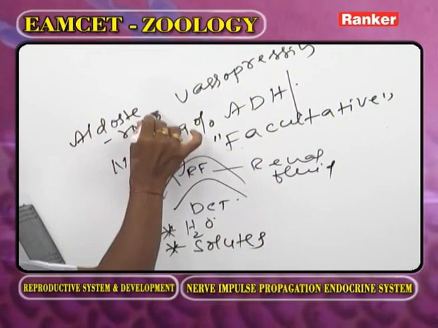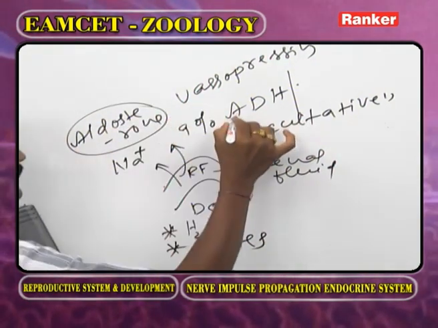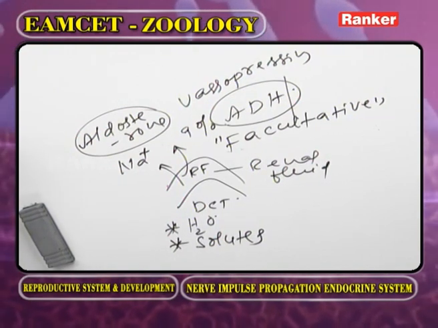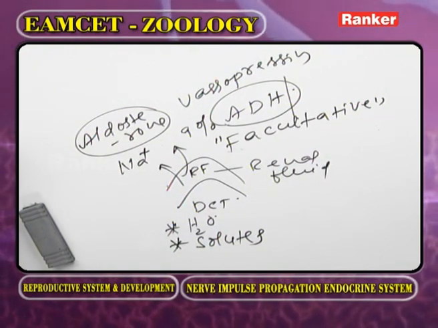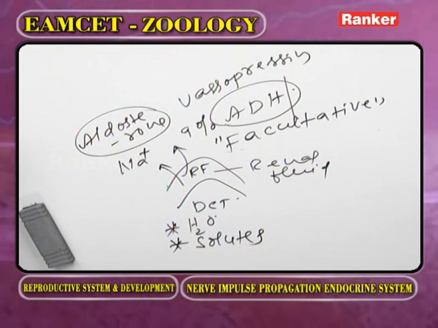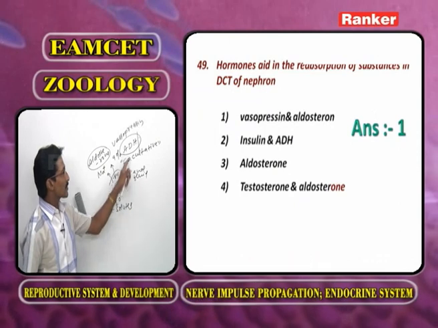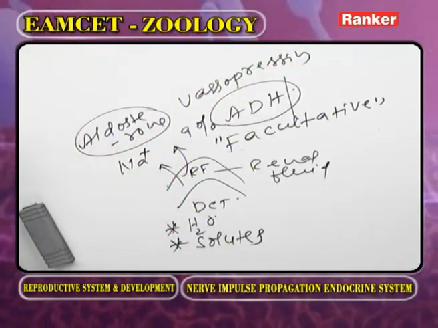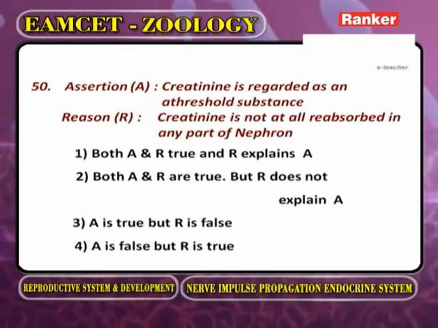Now for the reabsorption of sodium, what type of hormone is responsible? Aldosterone and antidiuretic hormone. So hormones help in the reabsorption of substances, that is water as well as solutes, in the DCT, the distal convoluted tubule of the nephron. One answer is vasopressin, also called antidiuretic hormone, and aldosterone. Now go for the next question.